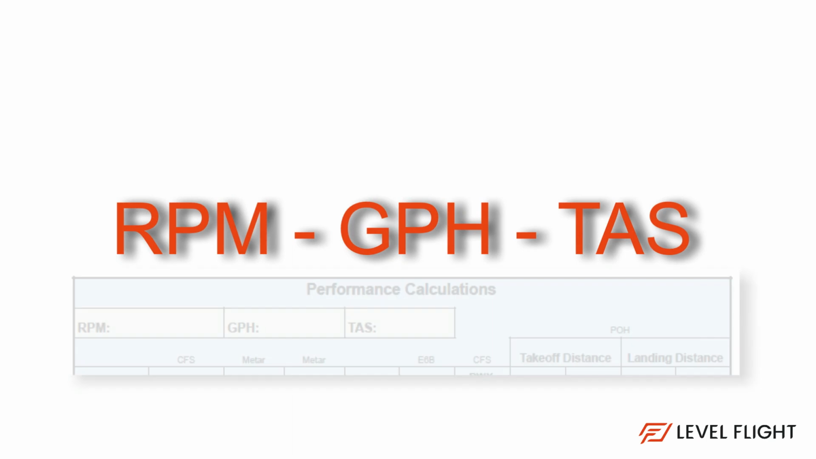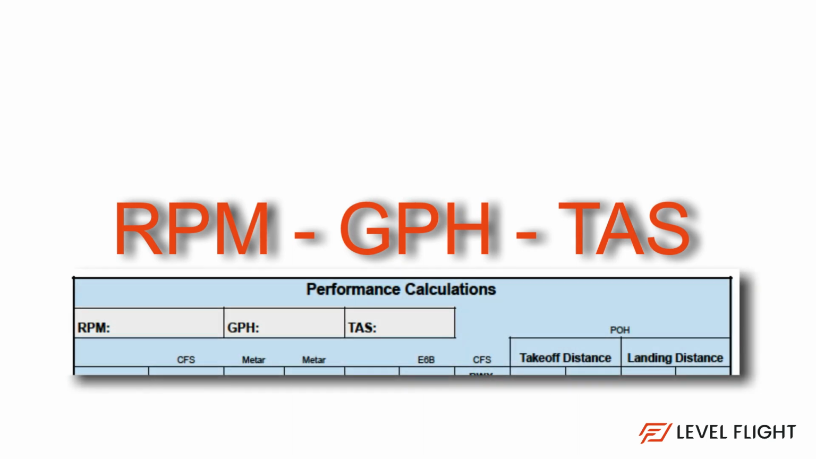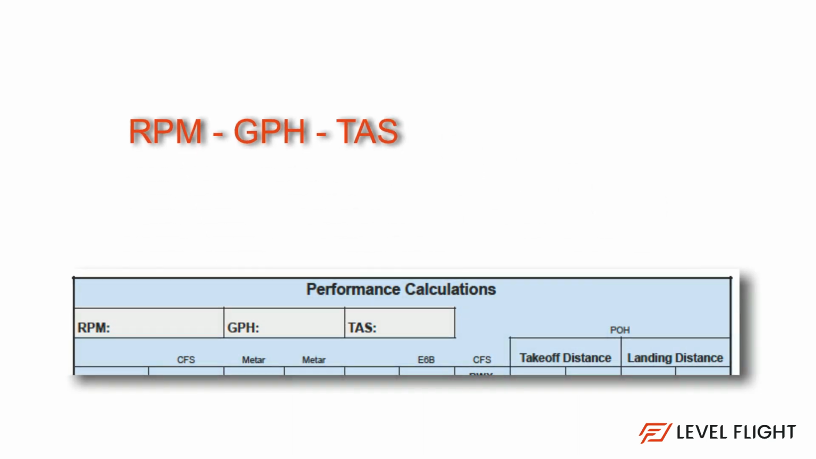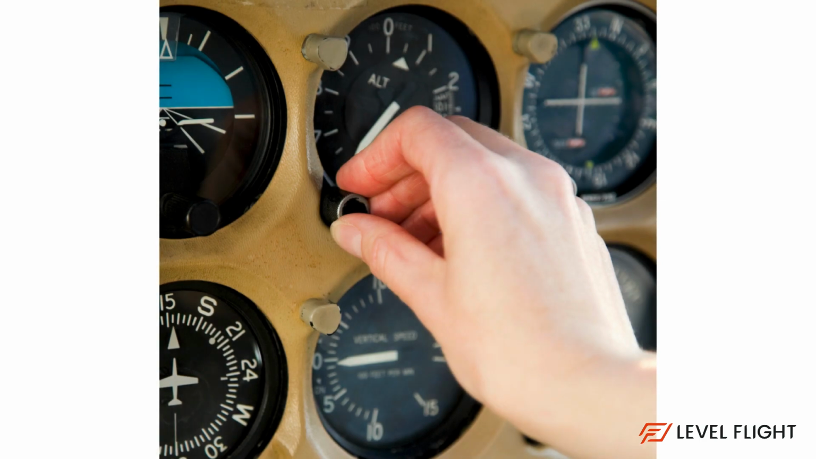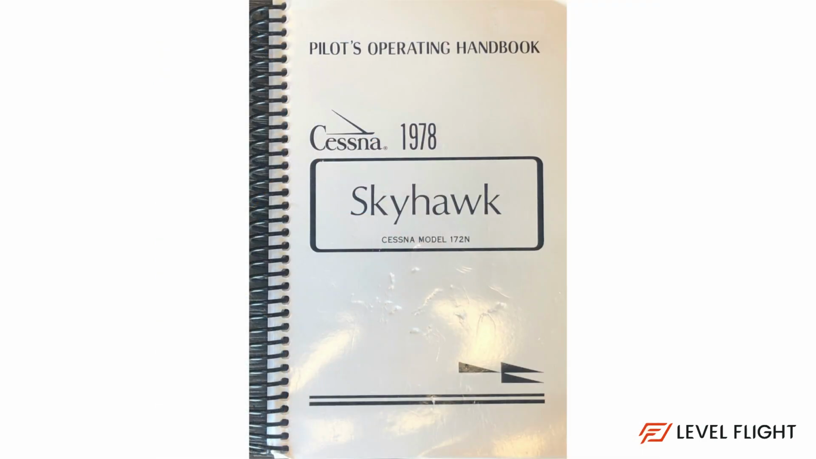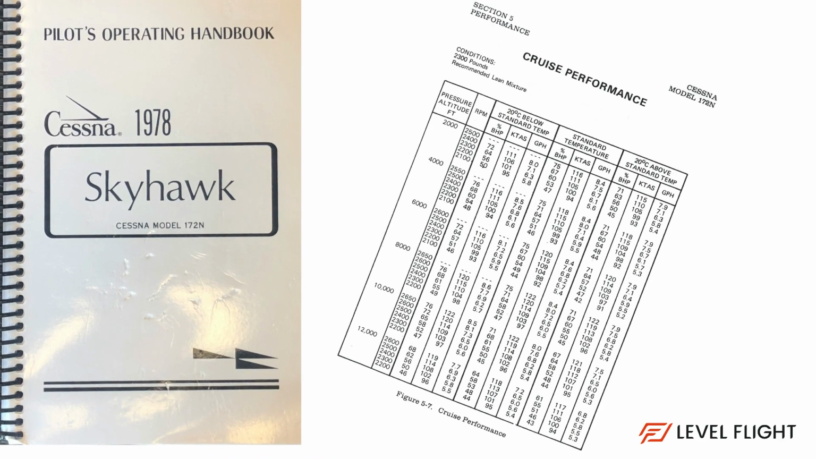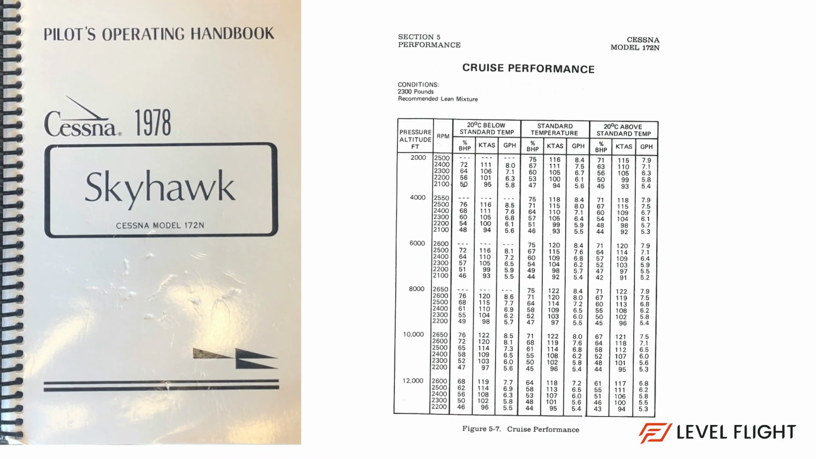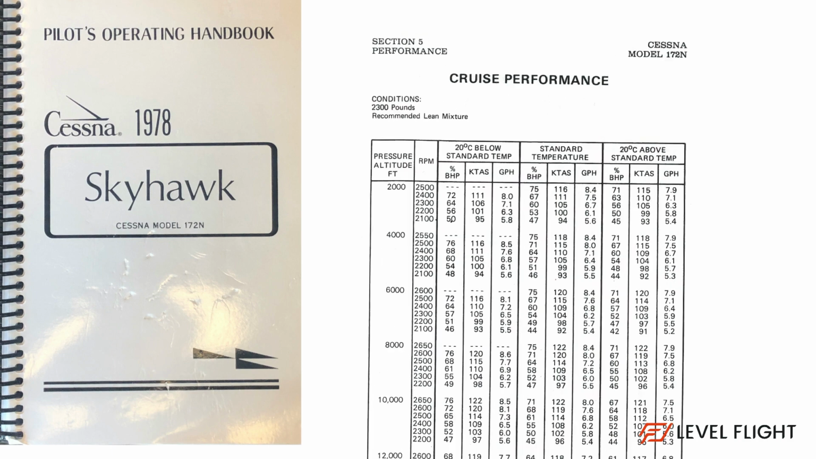Finding the RPM, gallons per hour, and true airspeed is a relatively simple task. Now that we have found the pressure altitude, we can refer to our POH and look for the cruise performance chart. Using this chart, we want to take a look at the conditions noted at the top.